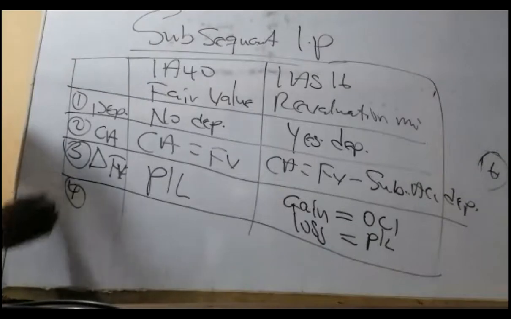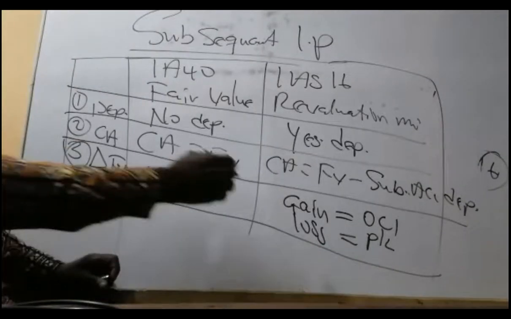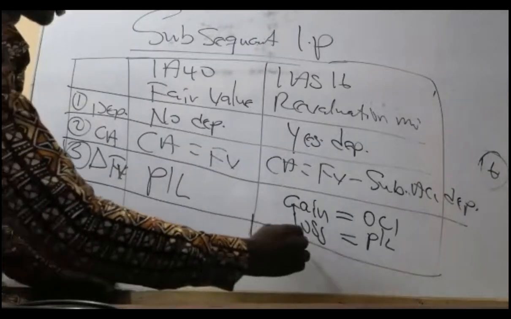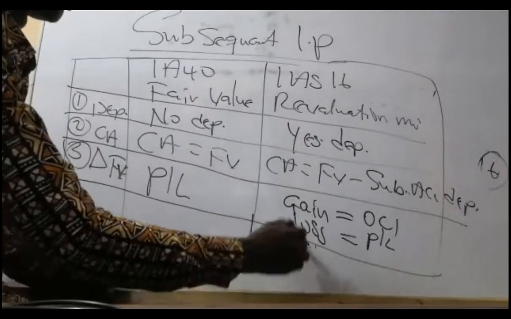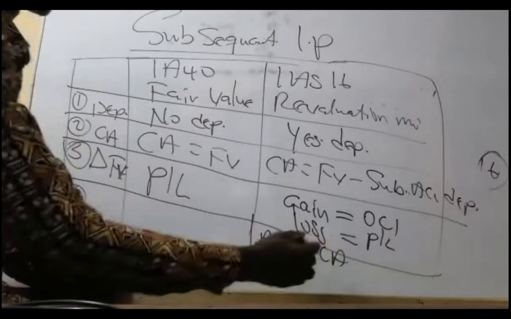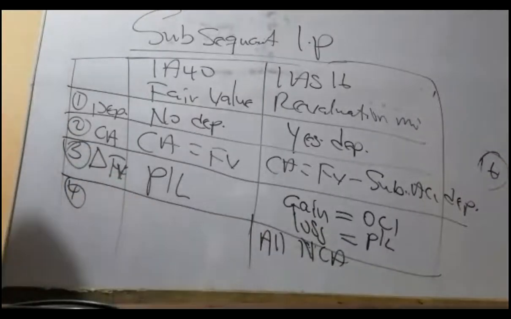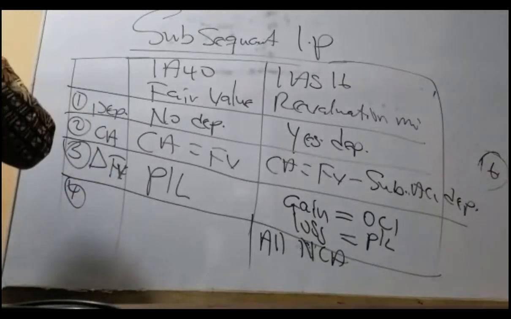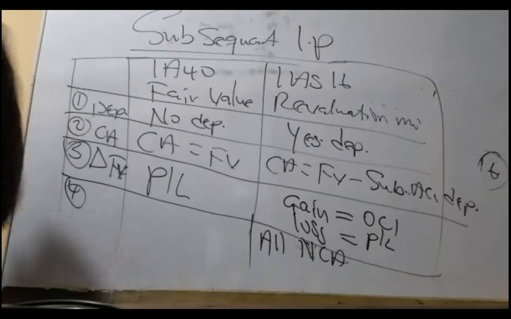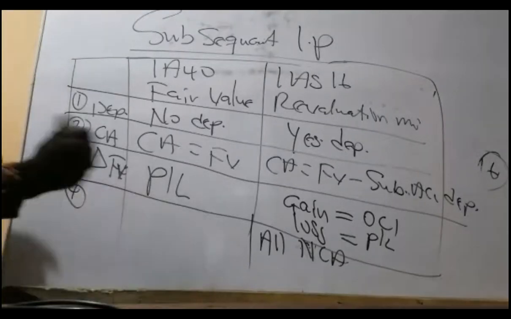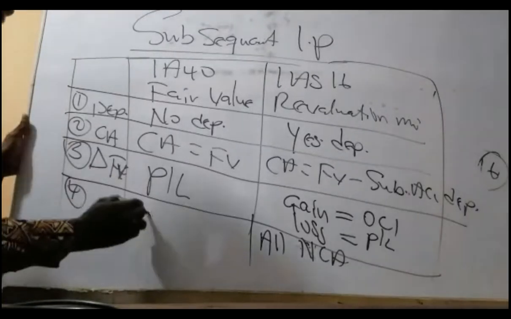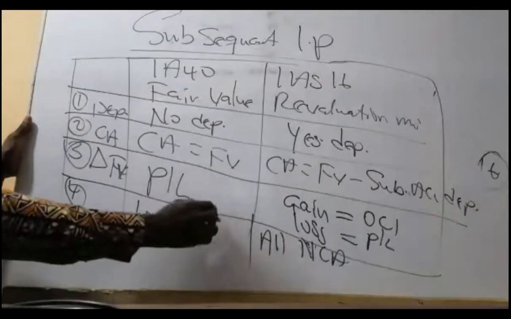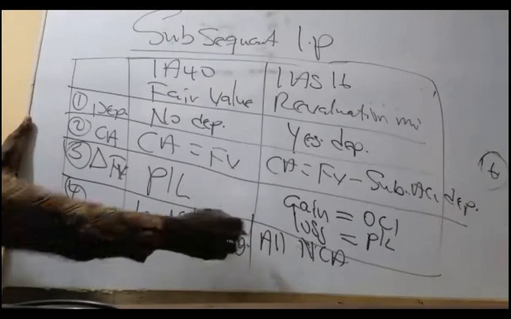Feature number four. IAS 16 can be applied to all assets, all non-current assets. You can revalue them. But IAS 40 cannot be applied to all non-current assets. Agreed. It can only be applied to land and building, assets that relate to land and building. Good.